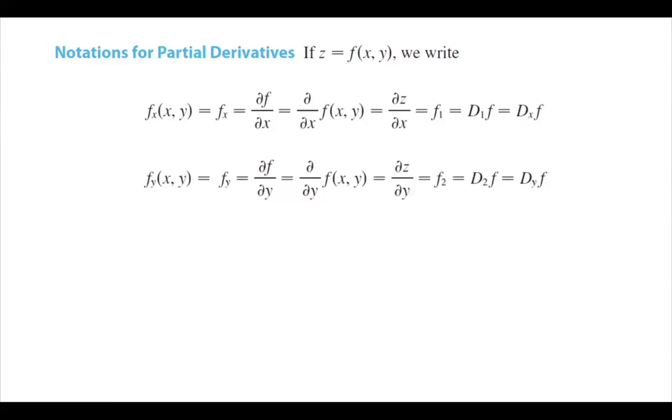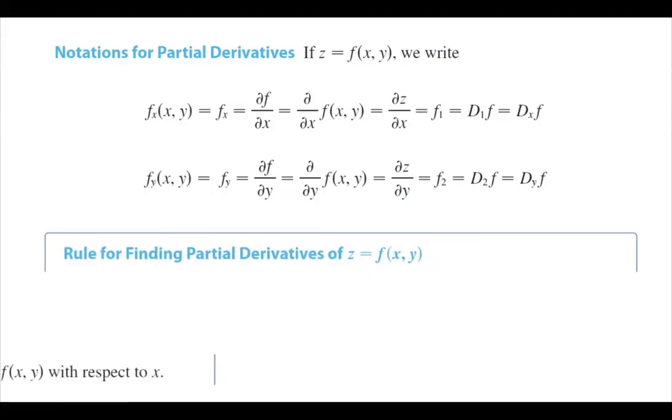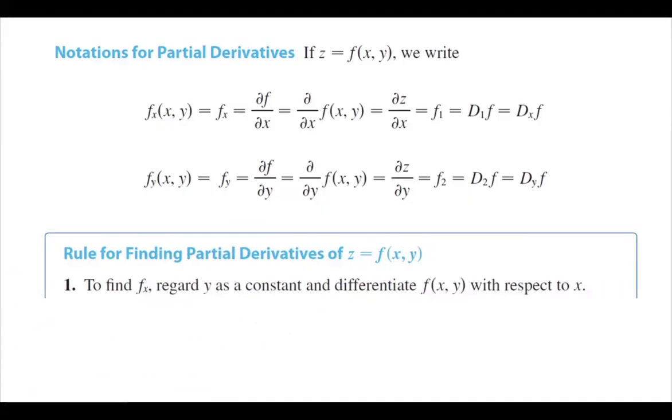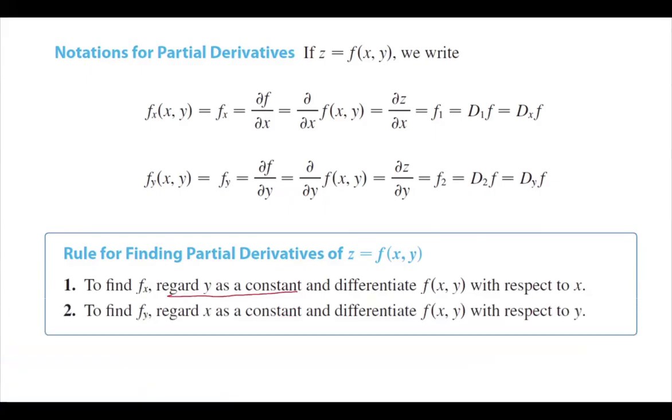We can extend this idea, generalize the idea, and take the second partial derivatives as well. So the rules for finding partial derivatives are as follows. To find f sub x, assume y is a constant, and then take the derivative with respect to x. When you're taking the derivative with respect to y, assume x to be a constant. Then take the derivative with respect to y. Basically, elementary calculus.